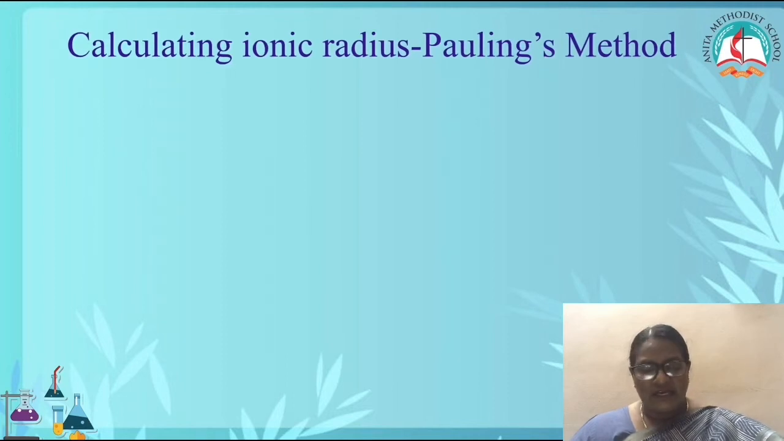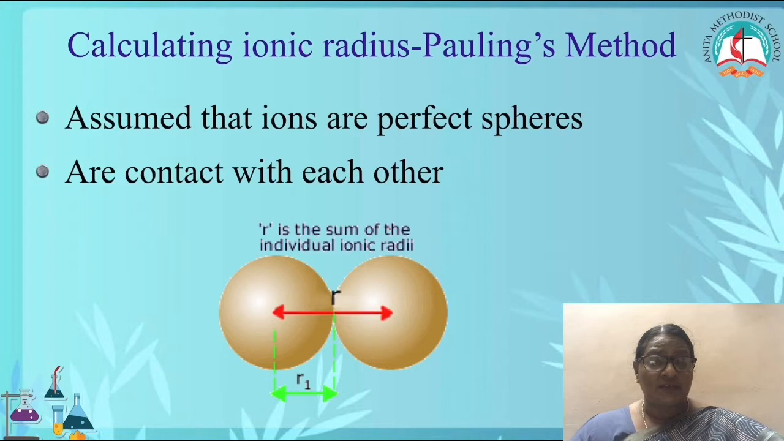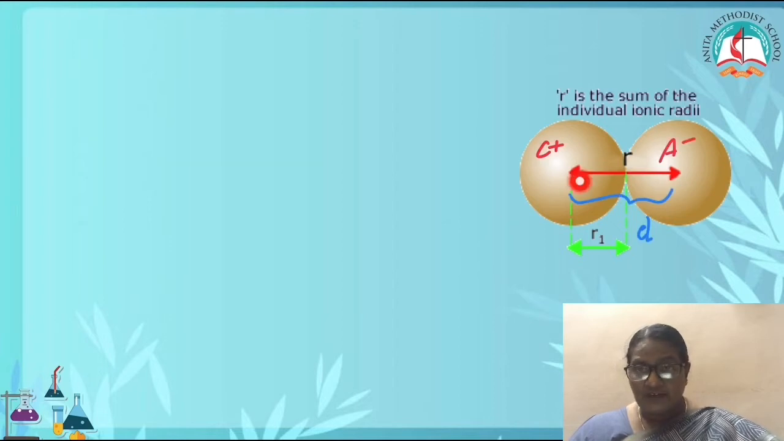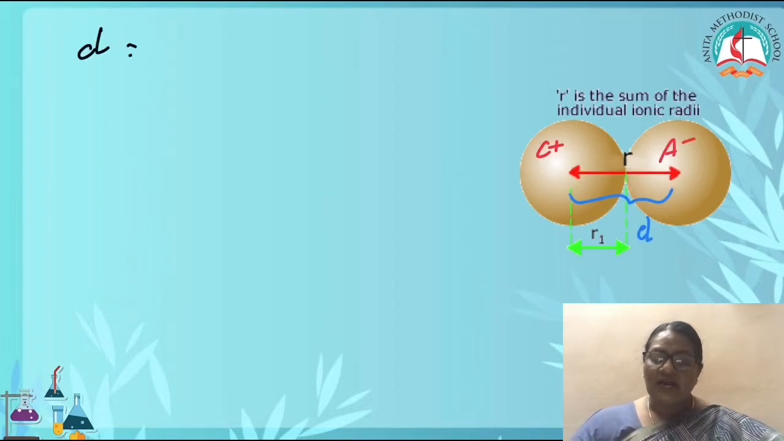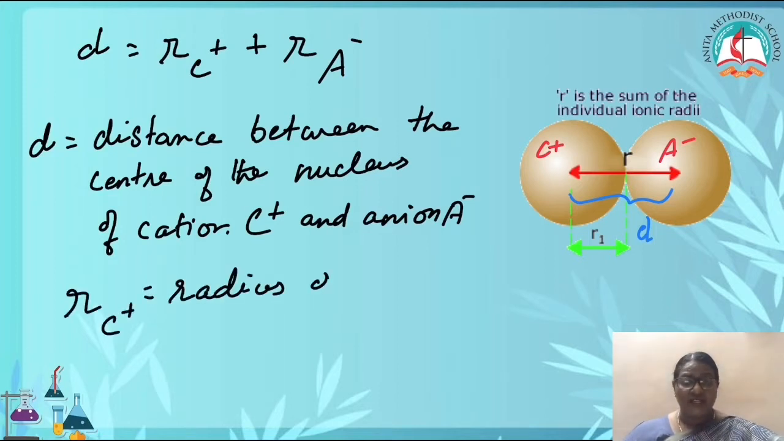Now Pauling suggested a method to calculate ionic radius. He assumed that both the ions are perfect spheres and that they are in contact with each other, because we know there is a strong electrostatic force of attraction between the cation and the anion. Supposing this is my cation and this is my anion, the interionic distance is given by d, and Pauling gave the formula that d is equal to Rc+ plus Ra-, where d is the distance between the center of the nucleus of the cation and the anion, between C+ and A-, and Rc+ is the radius of the cation and Ra- is the radius of the anion.